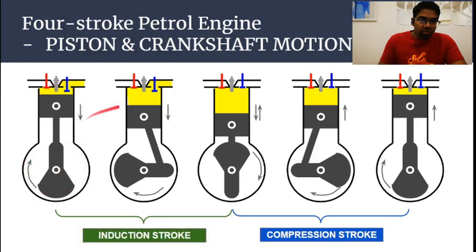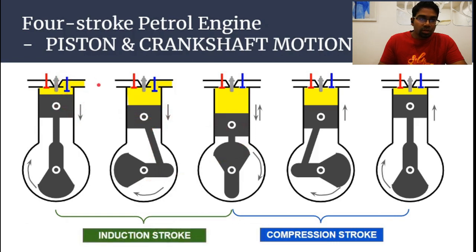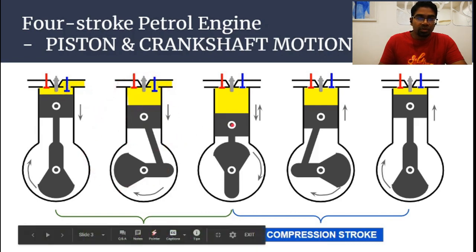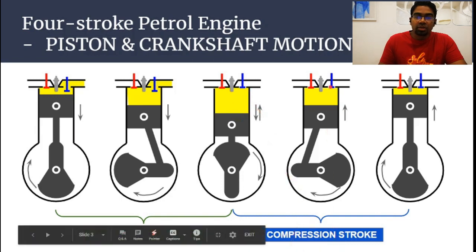As the piston moves down, from the top to the bottom, you notice the inlet valve is open and a mixture of fuel and air is entering the cylinder. This whole thing is known as the induction stroke. After that, as the piston moves up from the lowest position to the highest position, the inlet valve and the exhaust valve are both shut, and the mixture of petrol and air is being compressed. So this is called the compression stroke because it is being compressed.